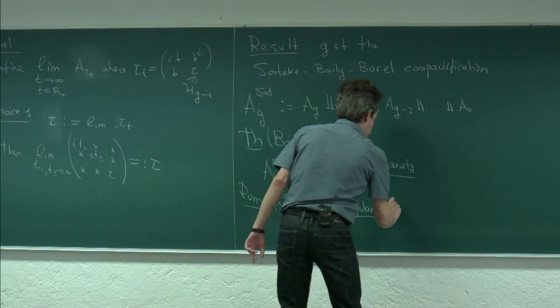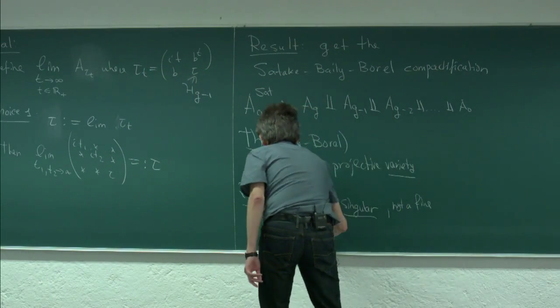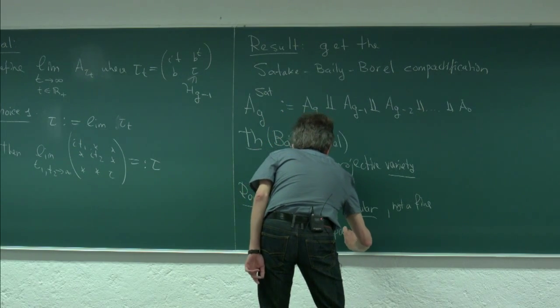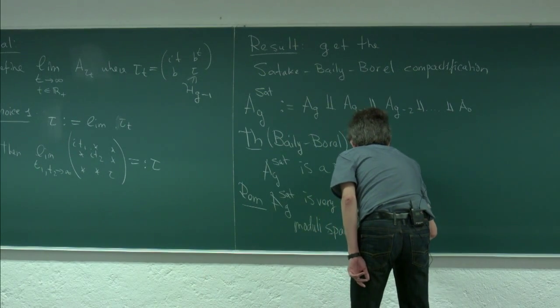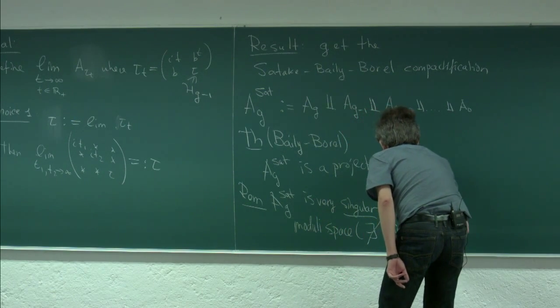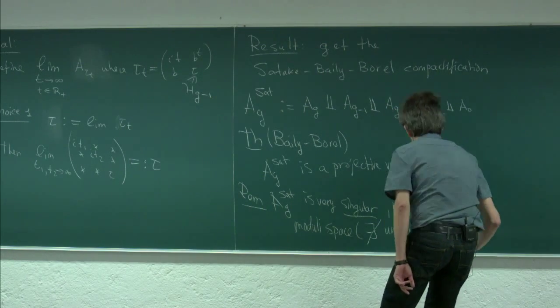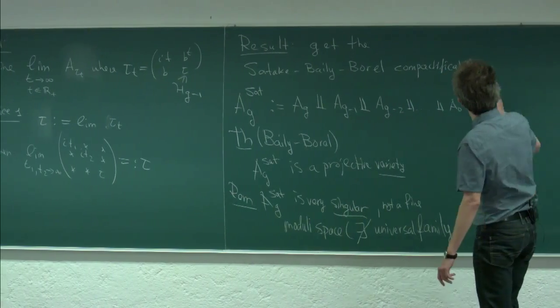And it's not a fine moduli space, which is to say there exists no universal family. Is this line still visible? Yeah? Okay.